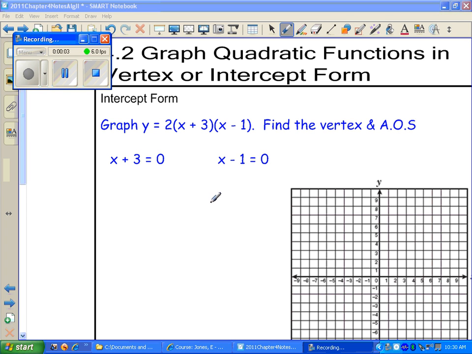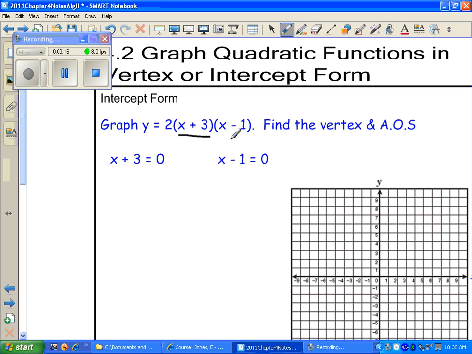This problem is at the top of page 8 in your notes packet. This is an intercept form equation. It's different than the vertex form. We don't have the h and k here, but what we have is two sets of parentheses that are going to tell us where our x-intercepts are at.